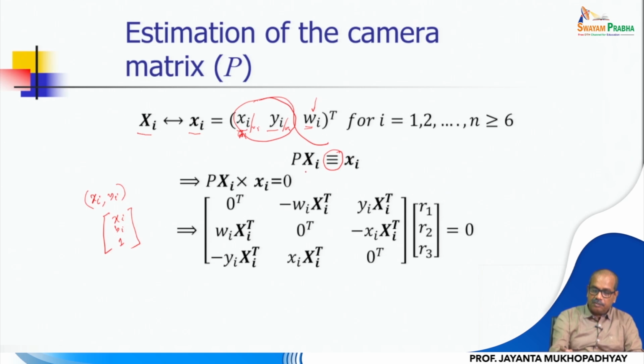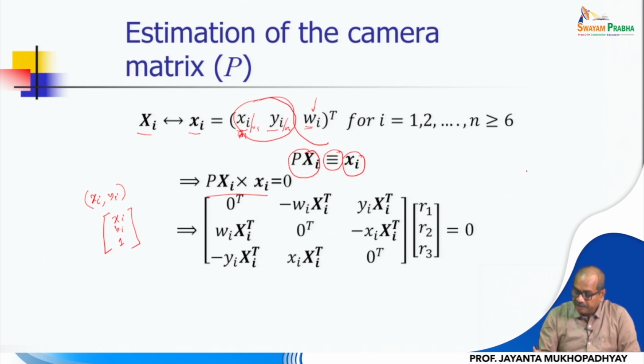So if I get Pxi, which is a 3x1 column vector, and the observation is xi, these two should be parallel because they are related by a scale value. The magnitude is scaled, but the direction remains the same. So I will form these equations by using the cross product of these two vectors. If I use a cross product of these two vectors, then I can express all these three equations in this form. Let me give you an idea about this.